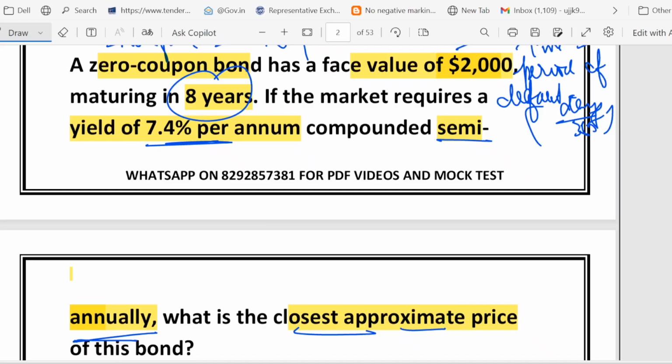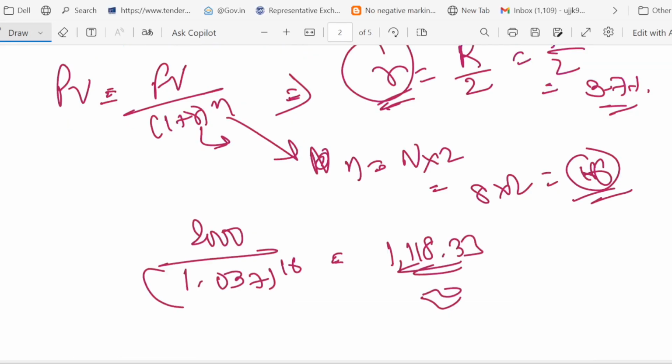So friends, remember, think of the bond like a promise. Someone promised to pay you $2,000 after 8 years. If the people require a 7.4% return, you will pay less today for that promise, right? How much are you paying? You are just paying 1118.33, right? So we calculated what that lesser amount is. Again, I am repeating. You can think of a bond like a promise, right? Suppose I promise to pay you $2,000.